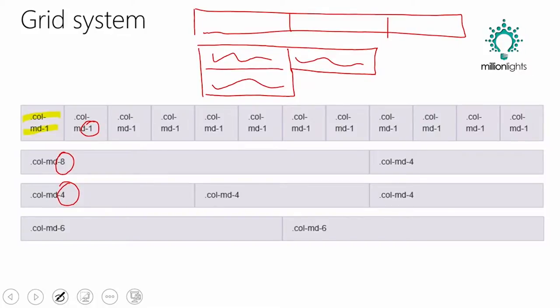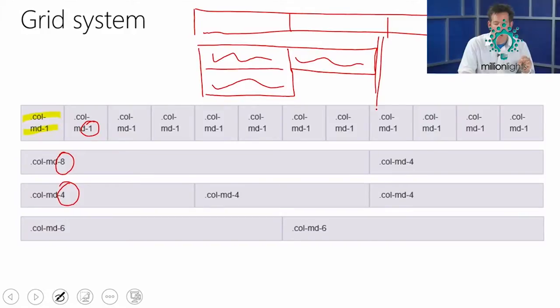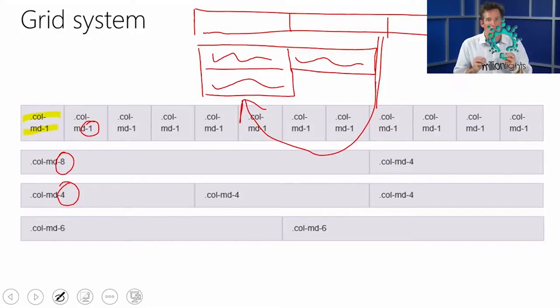What happened is you went beyond 12. When you go beyond 12 columns, Bootstrap still wants to display the data. It doesn't want to give you an error message or anything. So when you go past 12, it automatically moves that onto the next row. That's what happened when you did your math and hit 13 or 14 or 15 on a particular row.